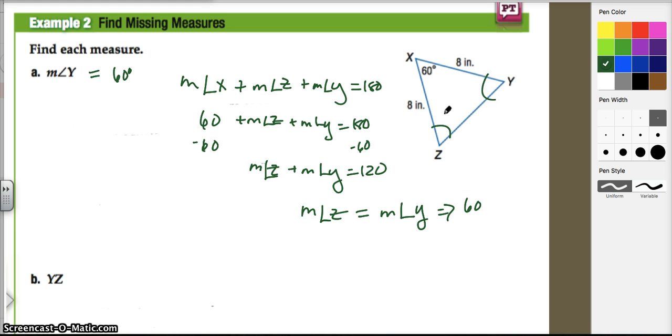If that's the case, we've got three angles here that are 60 degrees, so we know that we have an equilateral triangle. And since it's equiangular, it implies equilateralness. Since it's equilateral, we know that this side must be 8 inches as well. And so without really any work, just logical thinking, we get that the length of YZ is 8 inches.